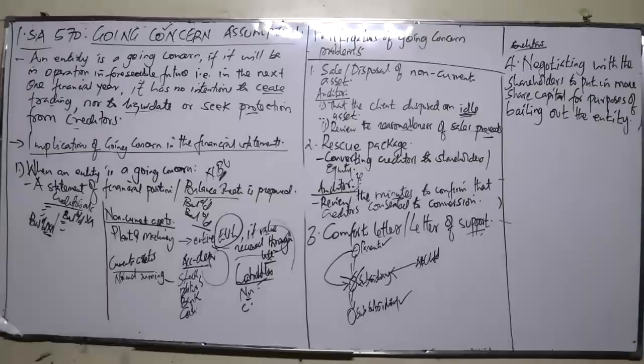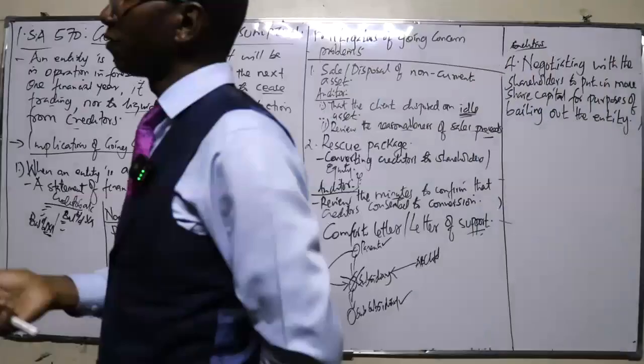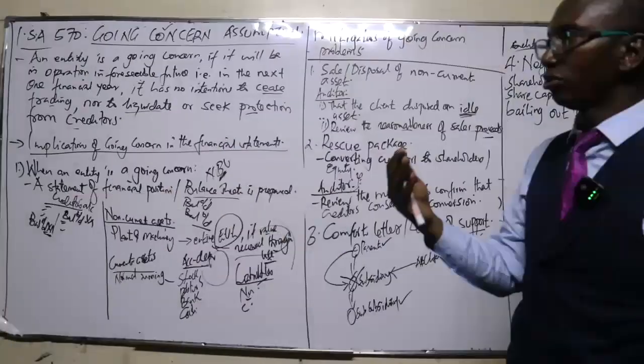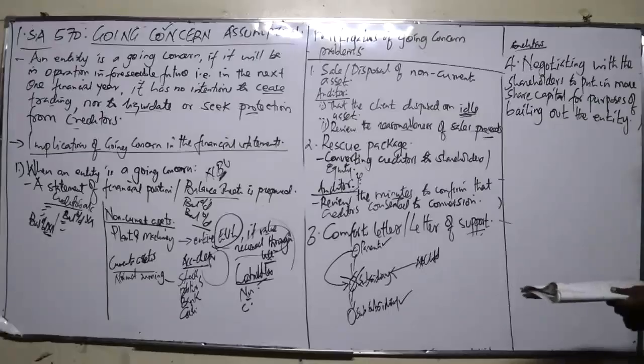Yes, shareholders put in more share capital for purposes of bailing out the entity. We've seen this happening, especially where the government is the sole or major shareholder, like for Uchumi Supermarkets. Government has pumped in a lot of cash, trying to bail Uchumi out of the going concern complications. In the same case, we see Parliament allocating some funds to Kenya Airways to boost it to remain afloat. That's what we mean by negotiating with shareholders to put in more share capital for purposes of bailing out the entity.